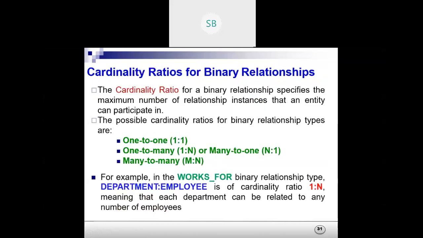Okay, now let's check. First is the cardinality. So the cardinality ratio for a binary relationship specifies the maximum number of relationship instances that an entity can participate in. Now, what do you mean by the word instance? We have studied that instance means the original values. Now this employee is a table name. Right. Are you clear what is the employee? Employee is the table name or the schema, what you call. Inside that, it will consist instances, the original values.